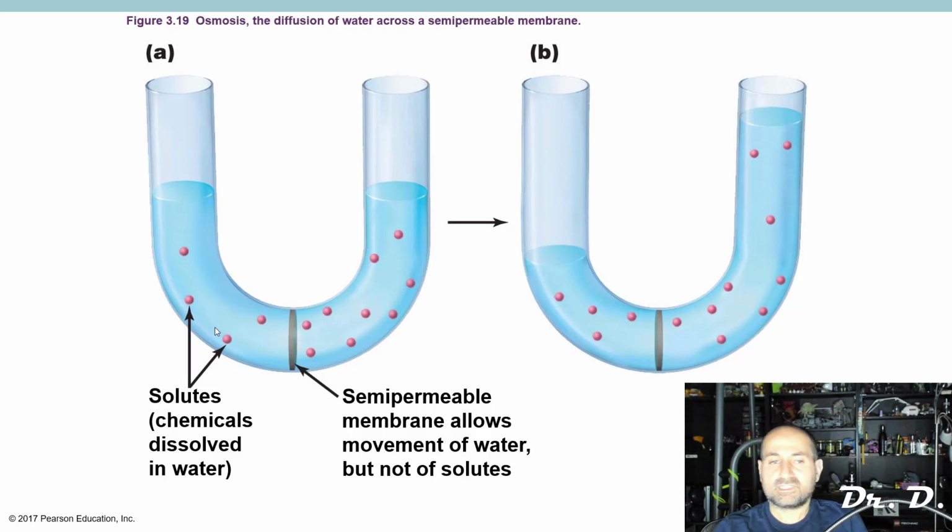Did you guys follow all that? Hopefully you did. Hopefully that makes sense. Let me know in the comments below if it doesn't, because this can be tricky. Remember, the solute wants to diffuse the opposite way of the water, okay? So when I ask you osmosis problems, you're going to ask, which way is the water going?